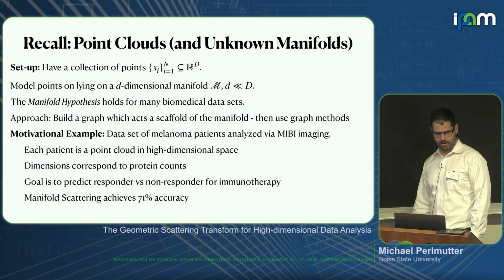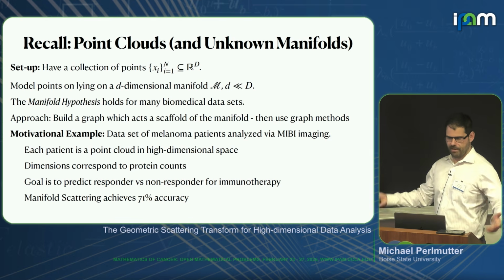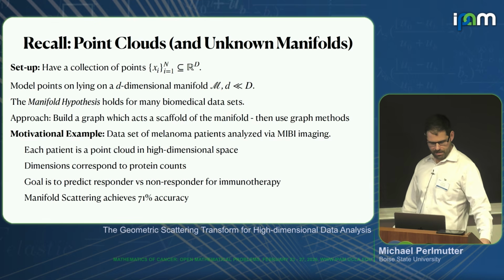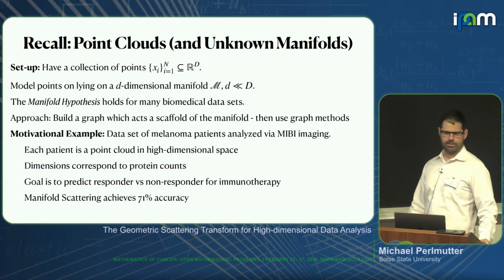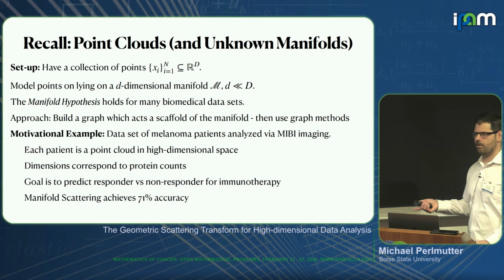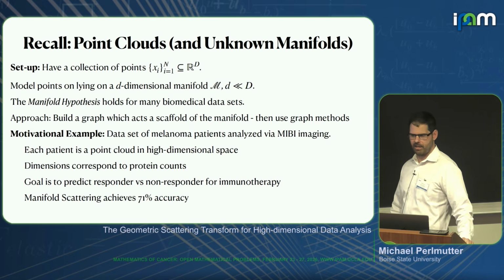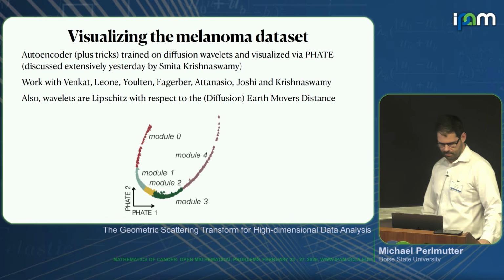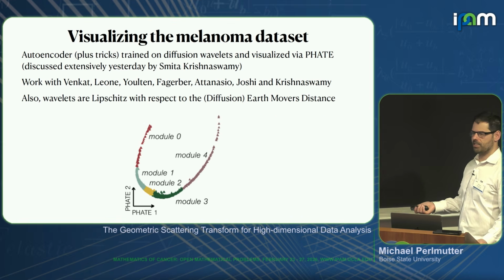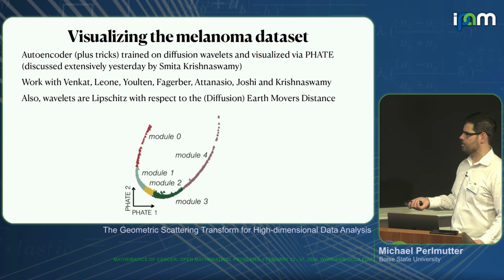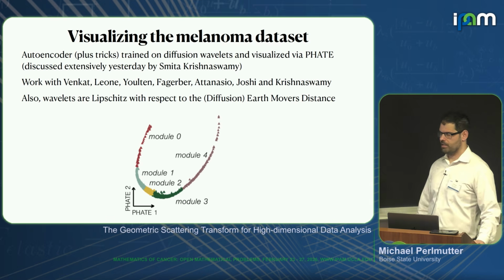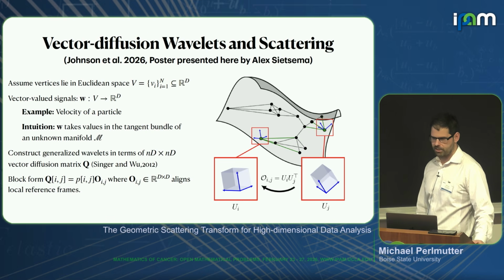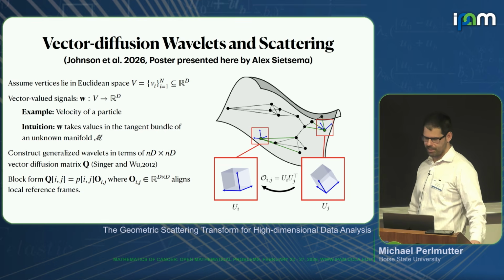So with that said, there's, again, this motivation of point clouds from an unknown manifold. And when we do geometric scattering on this, paired with a multi-layer perceptron as a back-end classifier, we're able to get 71% accuracy. We're also able to visualize this data set using these wavelets with some additional tricks and show that they're continuous with respect to the Earth mover's distance.